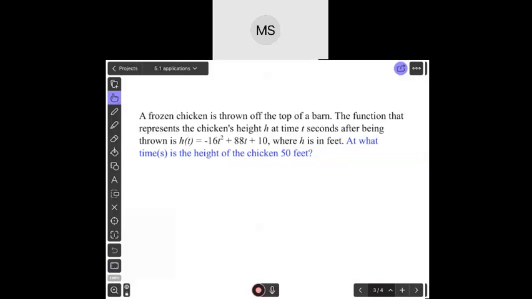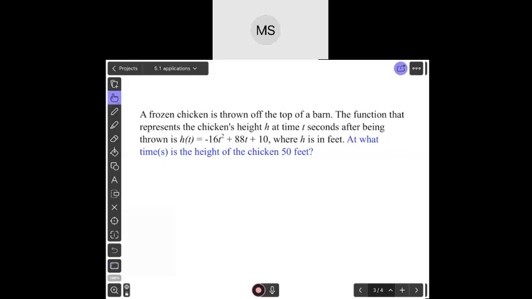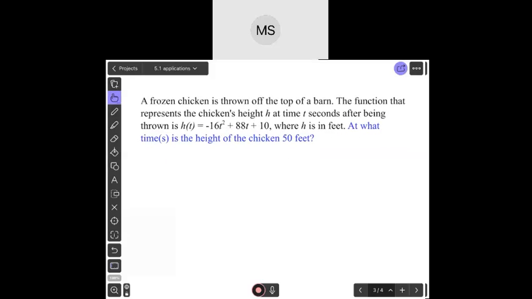Next one, I changed up the situation, but it's really kind of the same idea as far as we have a quadratic equation, something being thrown off the top of something. So this time we got a frozen chicken that's being thrown off the top of a barn. So we have a function that represents the chicken's height h, this time at t seconds after being thrown. There's our function. So again, first thing I'm gonna do is just kind of sketch this out. I'll give you guys time to write it down too. But we have a completely new question here. What time is the height of the chicken 50 feet?